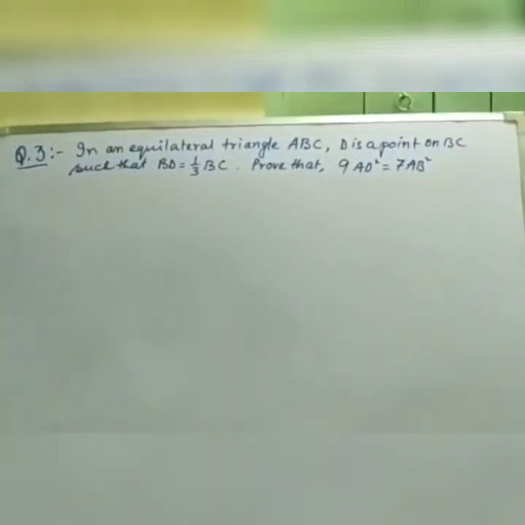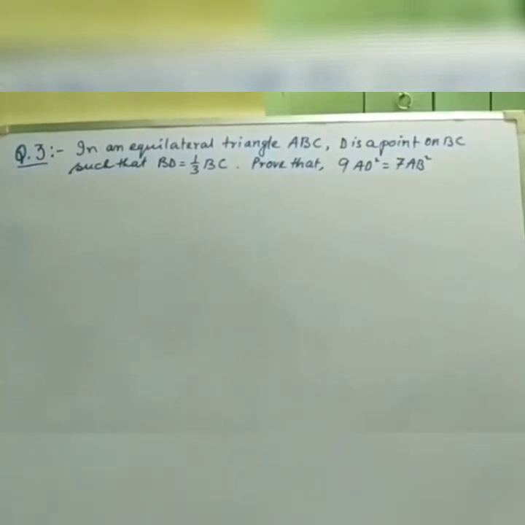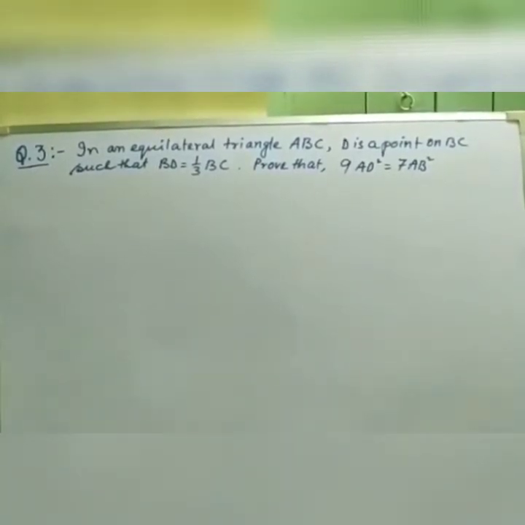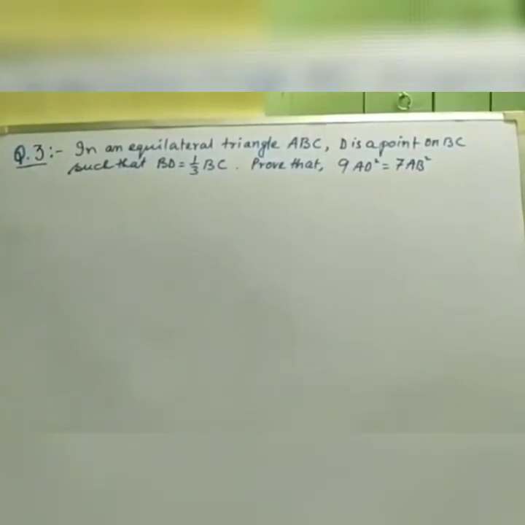So this is the third important question, that is, in an equilateral triangle ABC, D is a point on BC such that BD equals 1/3 BC. You need to prove that 9AD square equals 7AB square. Okay, so this is one of the important proofs, and for that again we have to draw the figure and we'll proceed for the proof.